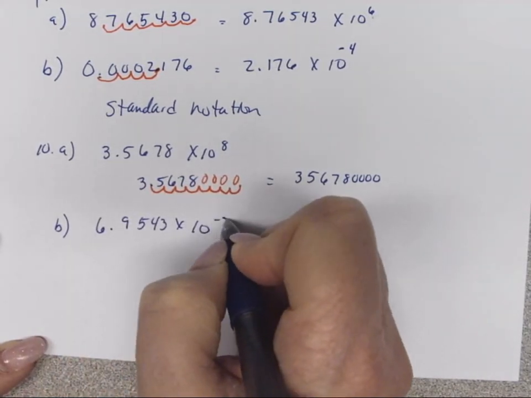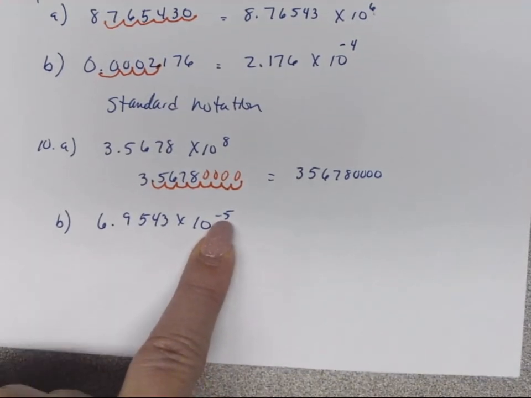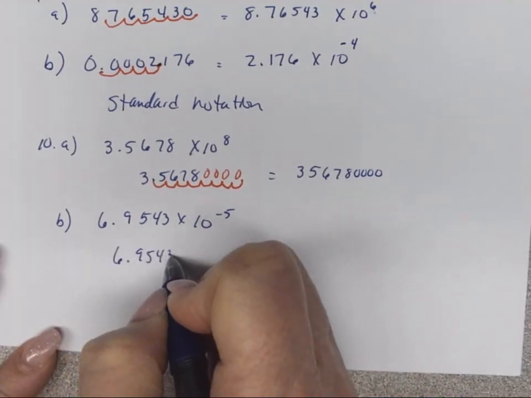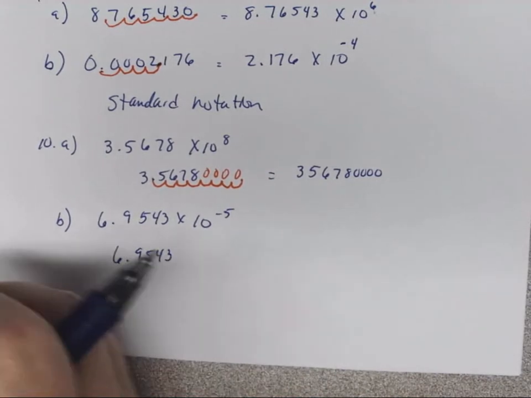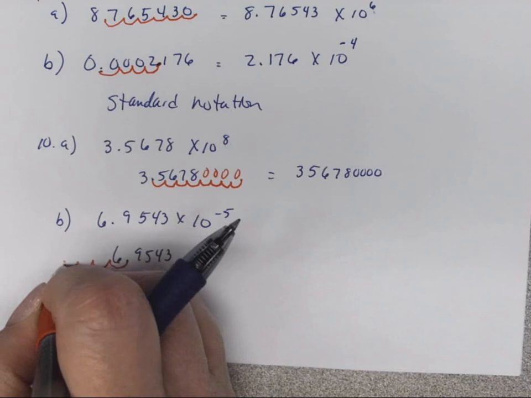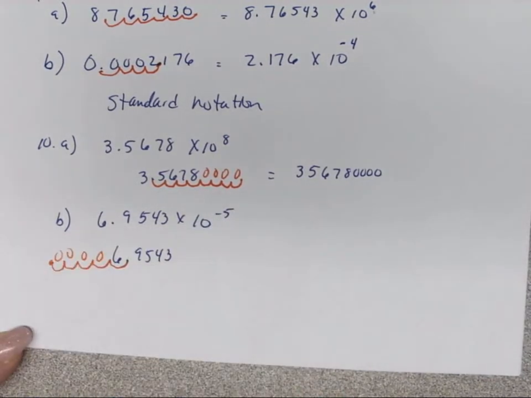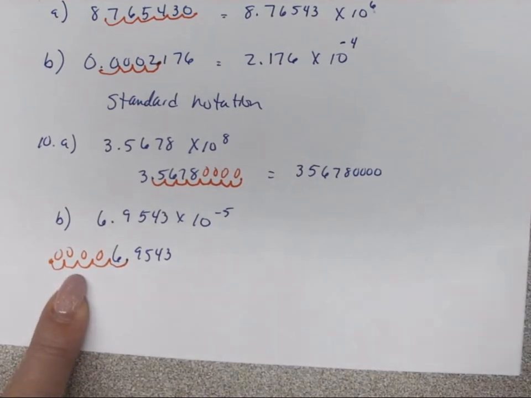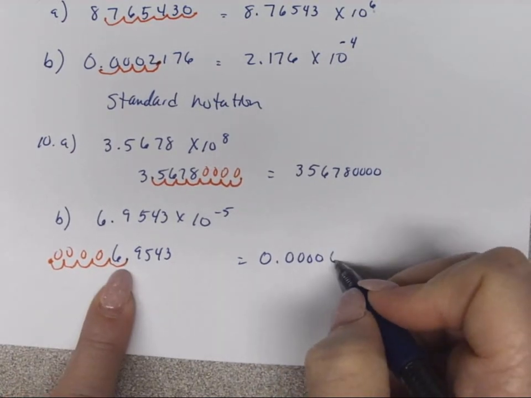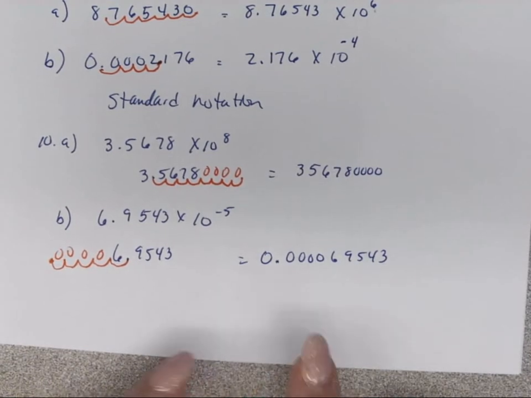6.9543 times 10 to the negative 5. That tells me that it's going to become a smaller number, and I'm going to move that decimal to the left side. So 6.9543, I have to move it 5 decimal places to the left. So 1, 2, 3, 4, 5. So that's where the decimal will be, and I'll have 4 decimal places in front of it. 0.000069543. And again, you have to be clear of where the decimal is.